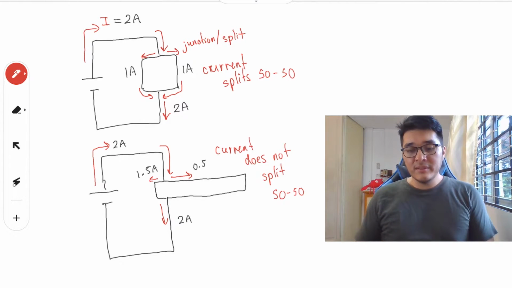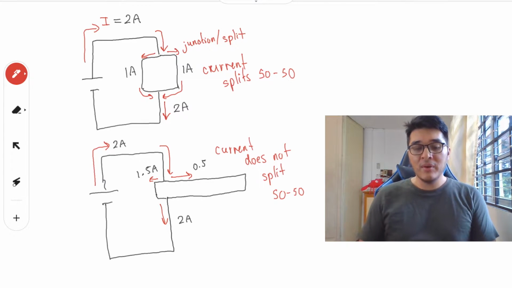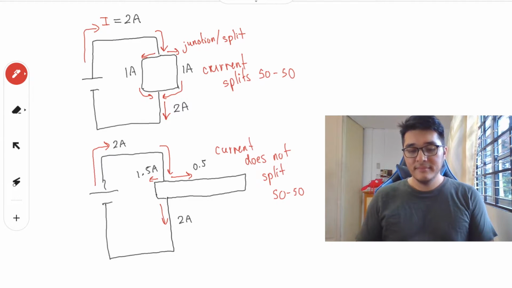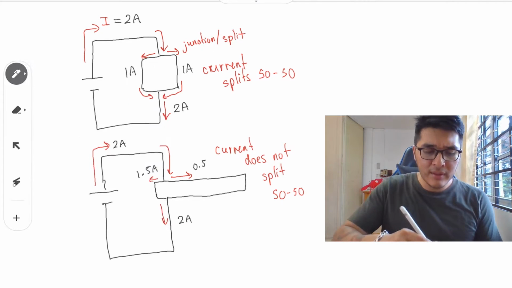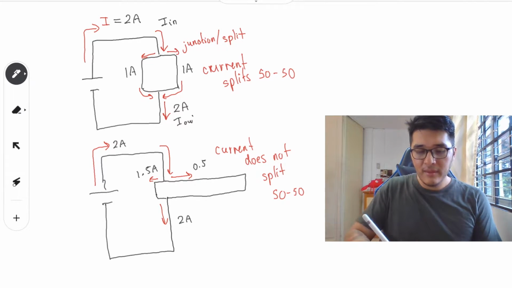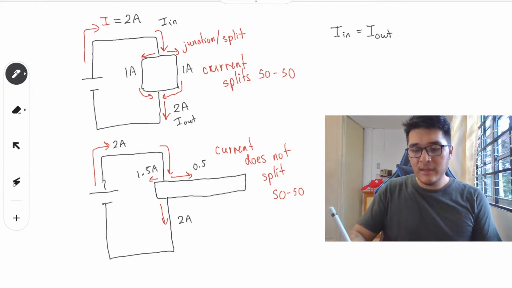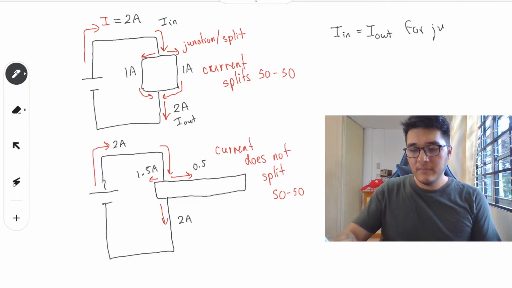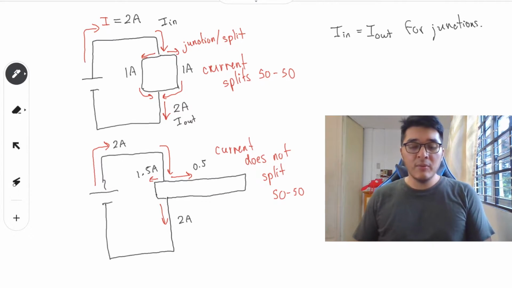So what can we conclude from this example? What happens to the current when it meets a junction? The outcome will be the same. Actually, that's pretty good. That's kind of how I remember it. So I like to remember as the current in equals the current out. So I in equals I out for junctions. Right? That's kind of what you meant?